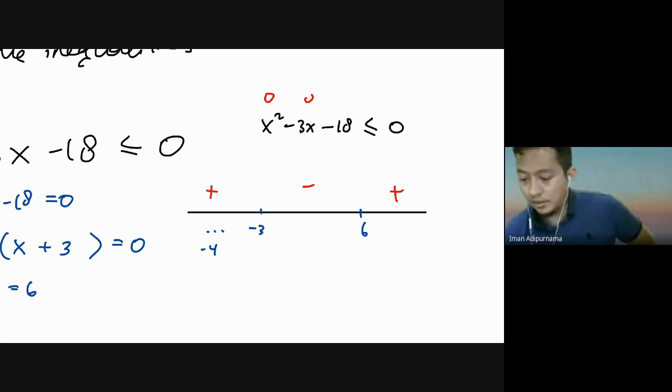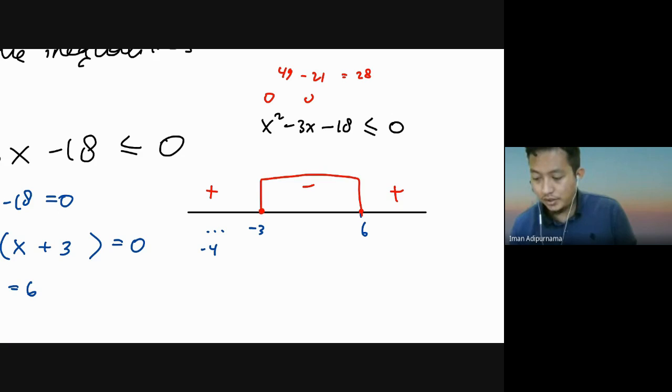It's 49. Still positive. Okay. And then -3 and 6 are the numbers that make the equation 0, right? So they are included in the answer, and we want less than or equal to 0. So it's going to be -3 to 6. Okay. I hope that's helpful for you.